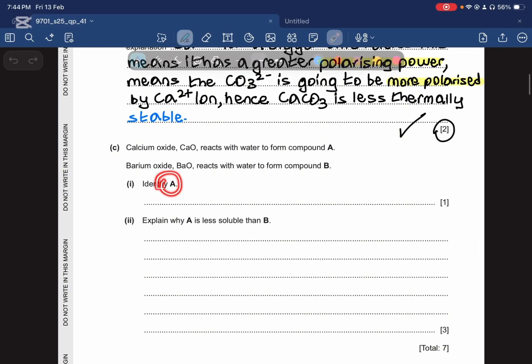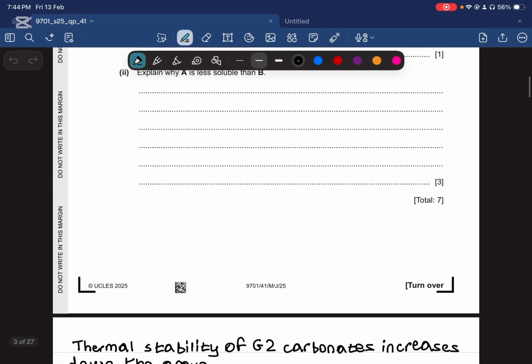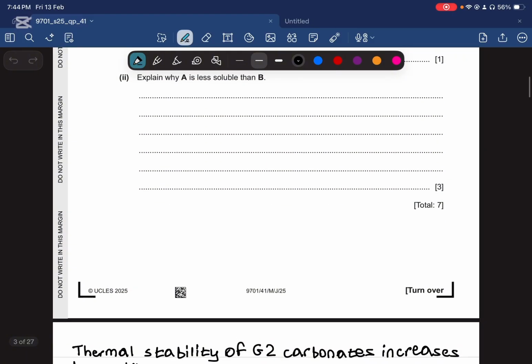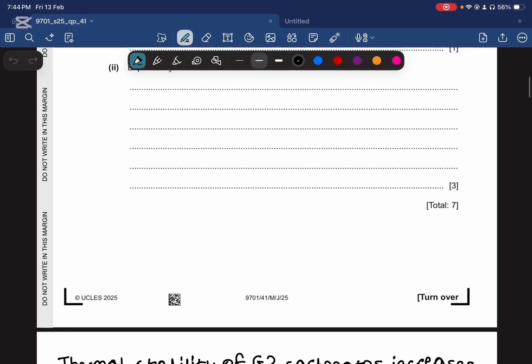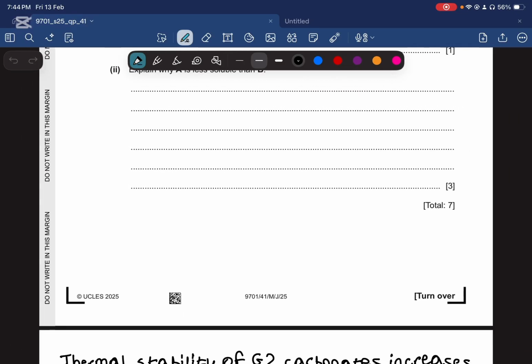Identify compound A. Now, you need to remember this when it comes to group 2 metals reacting with water or group 2 metal oxides reacting with water. Reaction number one. What you need to remember? If you have a group 2 metal or a group 1 metal reacting with water, whatever metal you are using, it will produce the hydroxide as well as hydrogen.